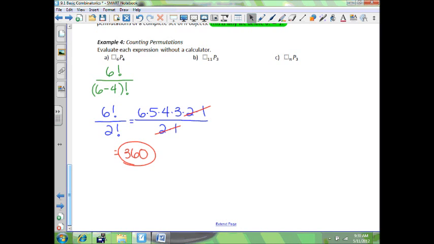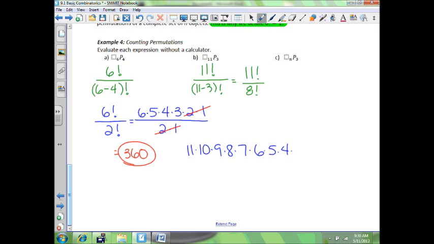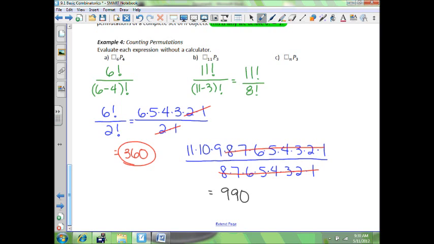Doing the same thing with b. This would be 11 factorial over 11 minus 3 factorial. Should be 11 factorial over 8 factorial, which means we'll have 11 times 10 times 9 times 8 times 7 times 6 times 5 times 4 times 3 times 2 times 1 over 8 times 7 times 6 times 5 times 4 times 3 times 2 times 1. Now you should be able to see the 8 times all those will cancel out here. So 11 times 10 times 9, which will give you 990.